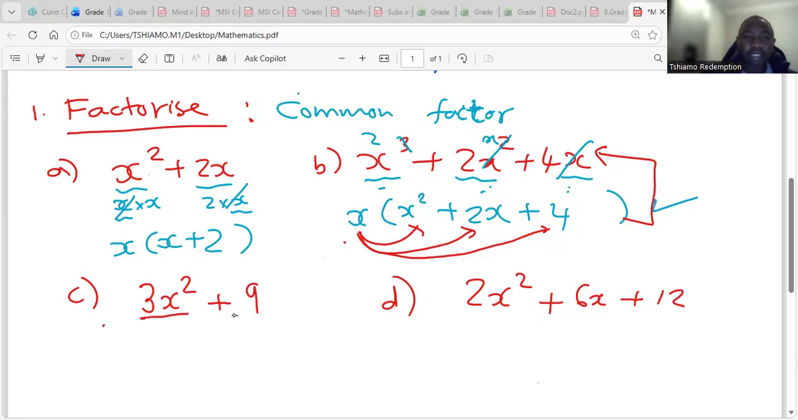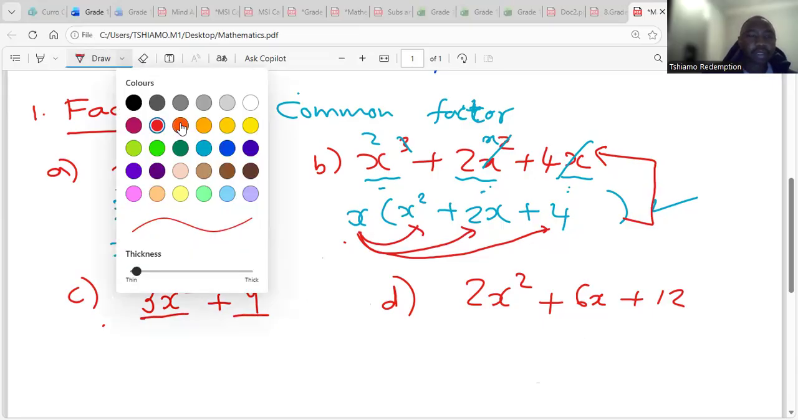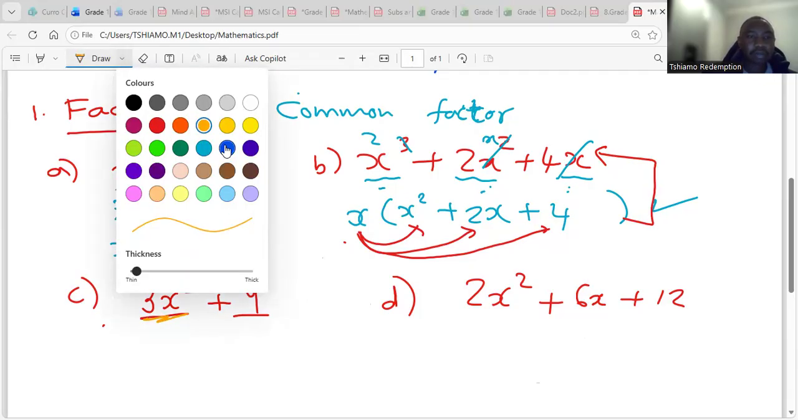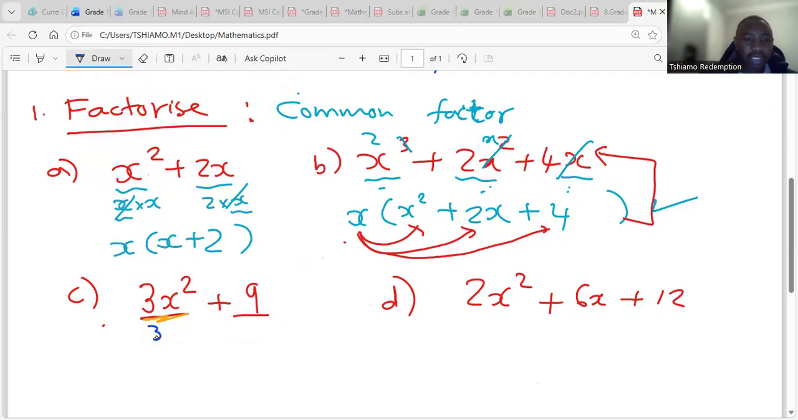What is common about these two terms? They both have 3. Look here, 3 times x squared, and what are the factors of 9? 3 times 3. So they both have 3. So what is a common factor in this case? 3. But I cannot take out an x because this doesn't have an x. Can you see it? So I try to look now between the numbers. If I identify the factors, I can find at least a common factor there.